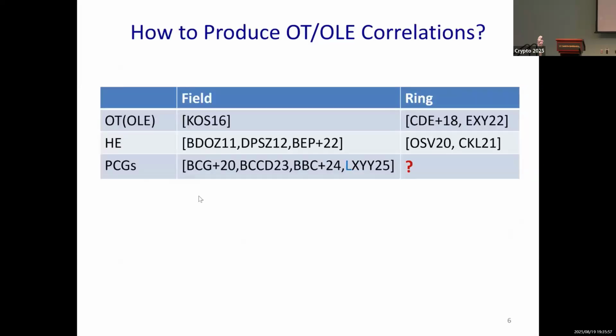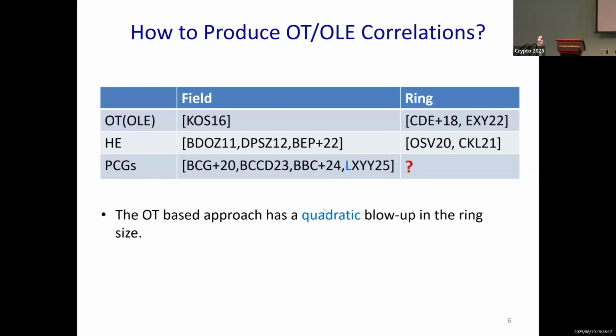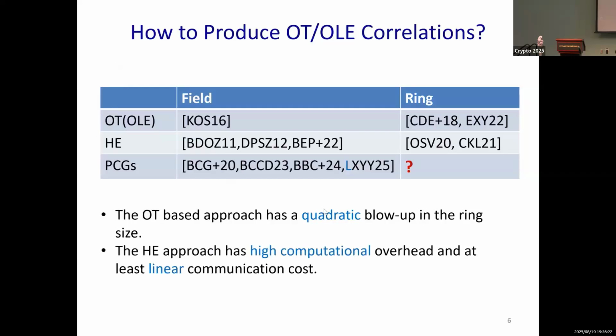How to produce OT or OLE correlations? For the field case, there are 3 methods. The first one is based on the OT or OLE approach. The second one is based on homomorphic encryption. The third one is based on the PCG. For the ring case, only the first 2 methods have been explored. However, the OT-based approach has a quantitative blow-up in the ring size, and the homomorphic encryption approach has high computational cost and at least linear communication cost.